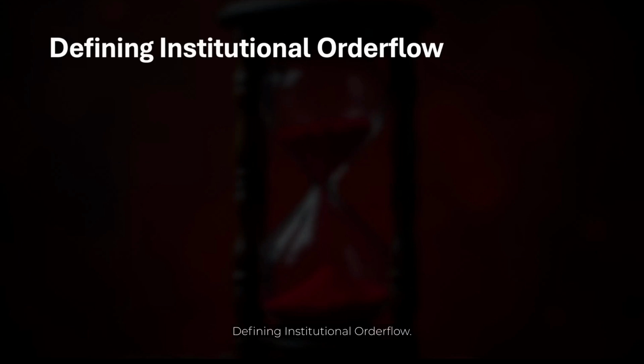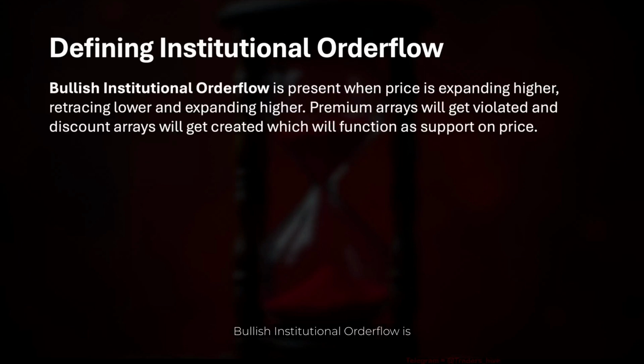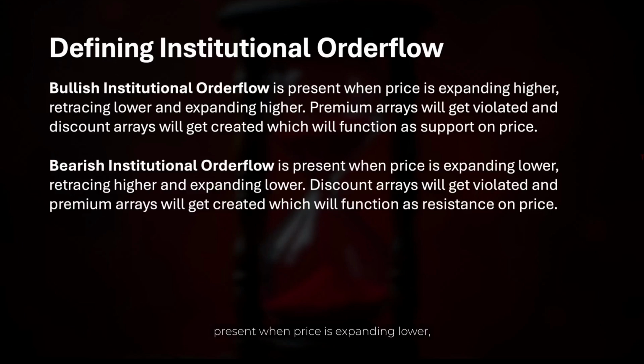Defining institutional order flow. Bullish institutional order flow is present when price is expanding higher, retracing lower, and expanding higher. Premium rates will get violated and discounted rates will get created, which will function as support on price. Bearish institutional order flow is present when price is expanding lower, retracing higher, and expanding lower. Discounted rates will get violated and premium rates will get created, which will function as resistance on price. These are the two definitions of both bullish and bearish institutional order flow.